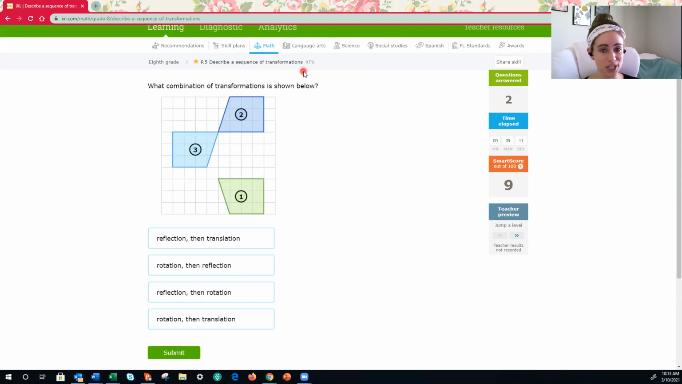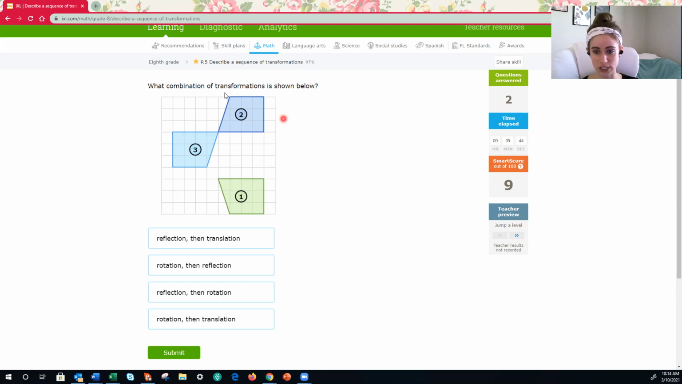All right, for this one, let's first break down the name, sequence. What does sequence mean? Sequence means a pattern. It means you have multiple things. Therefore, for this entire IXL assignment, we are going to be having an image, a shape, that is transformed more than once. In my opinion, understanding how to read the problem and how this IXL is set up is the trickiest part of the assignment.